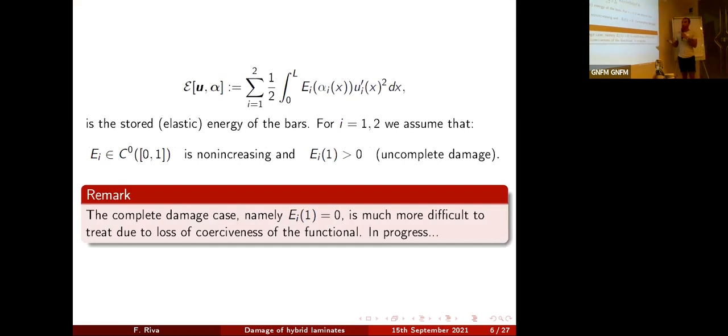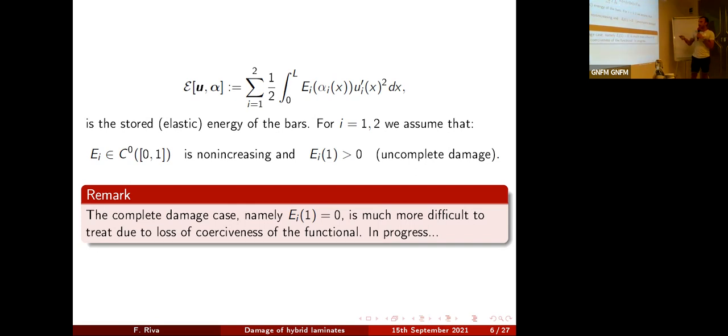Okay, so the first energy involved is the elastic energy of the two bars. Here we have the sum, because we are summing the two contributions of the two bars. This is the simplest possible elastic energy. It is an integral over the reference configuration of an elastic modulus times the gradient squared. Here we are in one dimension, so it's a simple derivative.